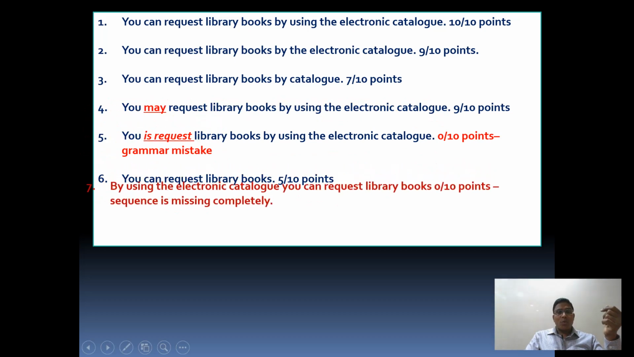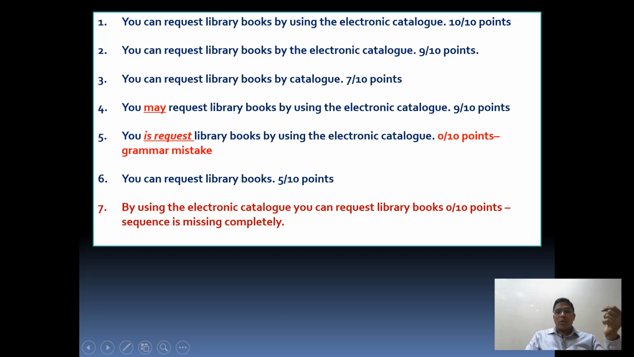Maybe look at the seventh scenario: "By using the electronic catalog, you can request library books." 0. You cannot reverse the sequence for any reason. You cannot reverse the sequence of the sentence. Maybe let's listen to one more sentence.